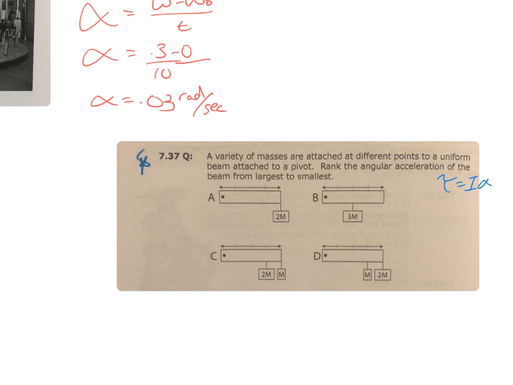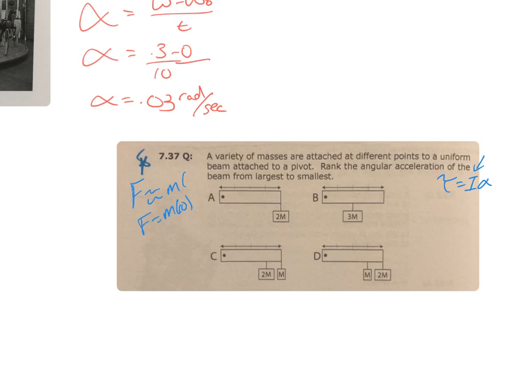Let's see, we're looking at the angular acceleration of the beam. Since we're looking at the angular acceleration of the beam, all of the I's are going to be the same. And so what we are going to do is figure out which one has the largest torque. Basically the force is going to be equivalent to that mass that's hanging down, because you just have to multiply it by 10. Force is equal to mass times 10.